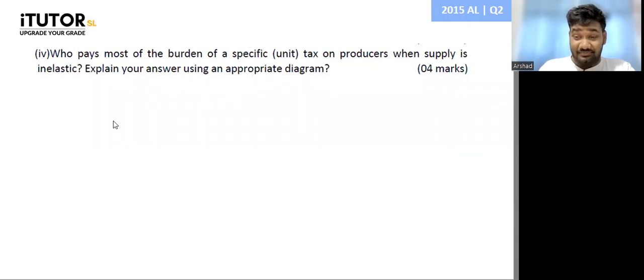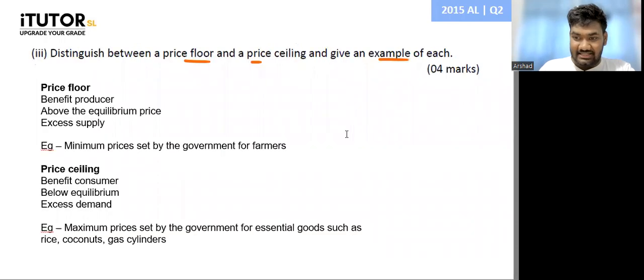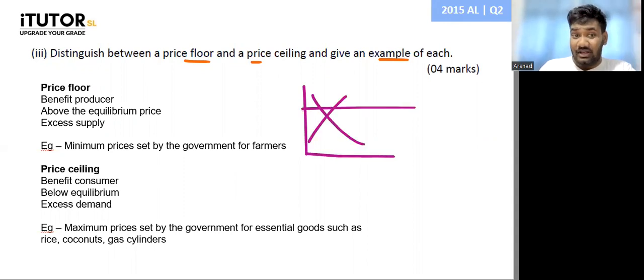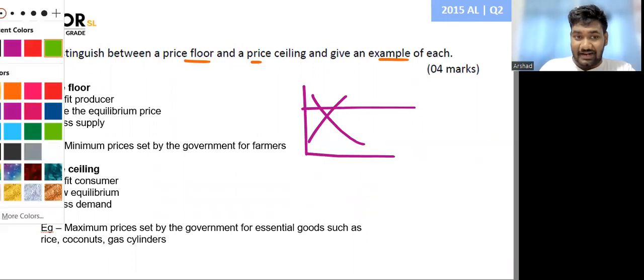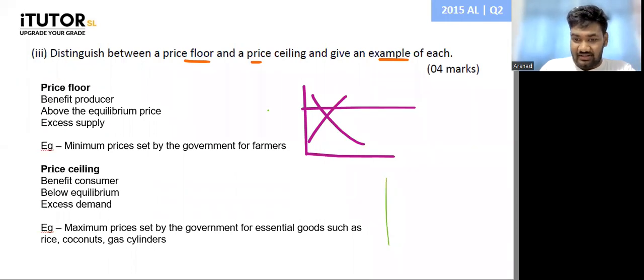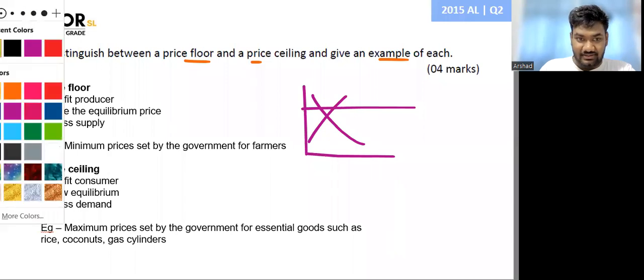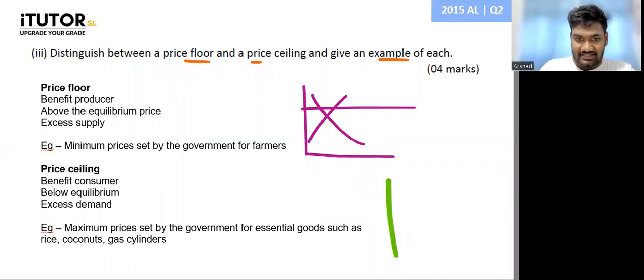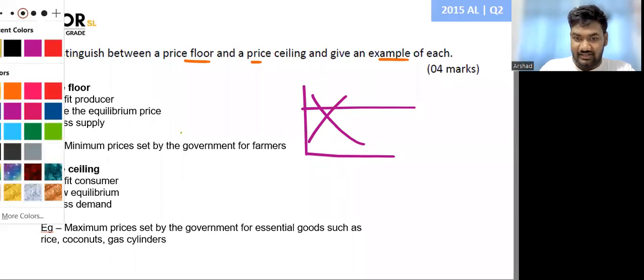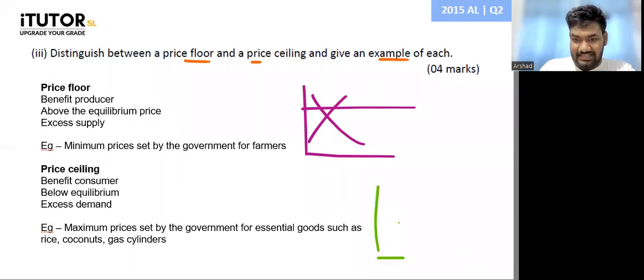Okay, you can also, if you want, draw and show. So remember, guys, I'm not teaching the theory here. You all know, no? A price floor is what? A price floor is a minimum price, right? Where you set it above the equilibrium. That's a price floor. Then what's a price ceiling? A price ceiling is where you set it below equilibrium.